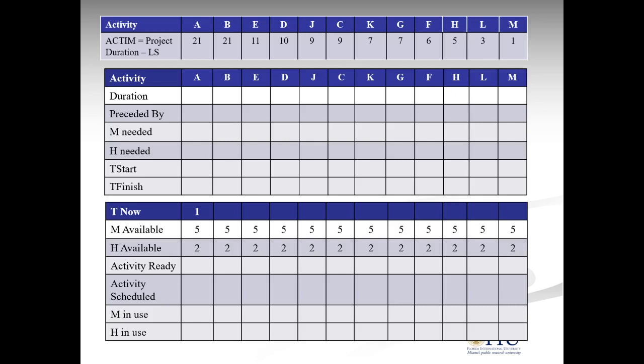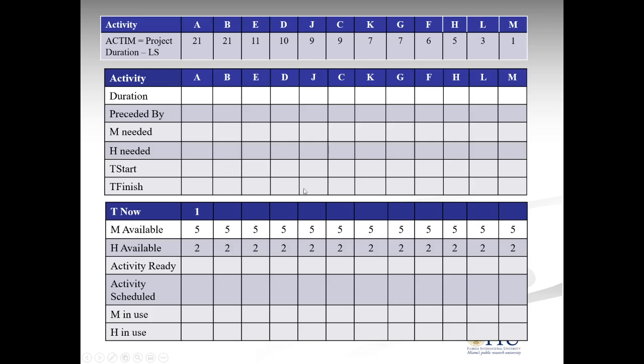But if you have the space to include the full table, this is the way it should be. We include the actim first. We sort the activities based on the actim values, the highest to the left, the lowest to the right. Then we fill in the duration which is given, preceded by, which we filled before, M needed is given, and H needed is given, machines and helpers. T start and T finish.